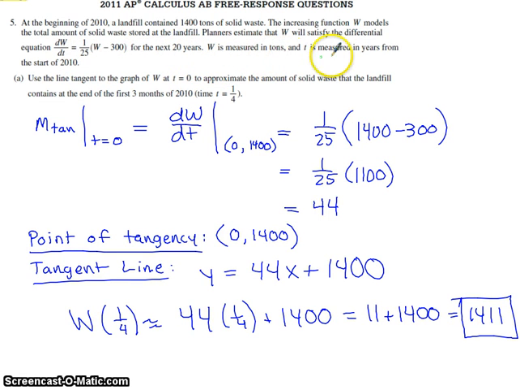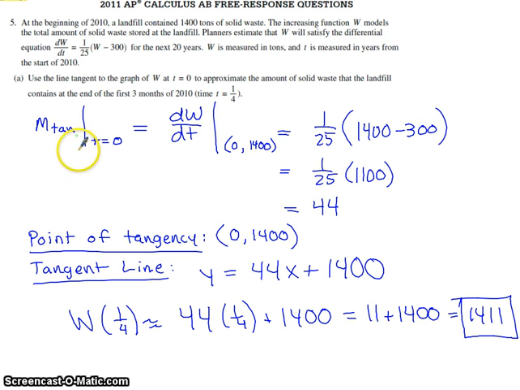W is measured in tons, T is measured in years from the start of 2010. In part A, they want us to try to predict how much waste will be in the landfill at the end of the first 3 months of the year 2010. So since T is measured in years, 3 months out of a year would be 1/4 of a year. So we want to estimate with a tangent line at T equals 0 how much waste is going to be in the landfill at T equals 1/4.